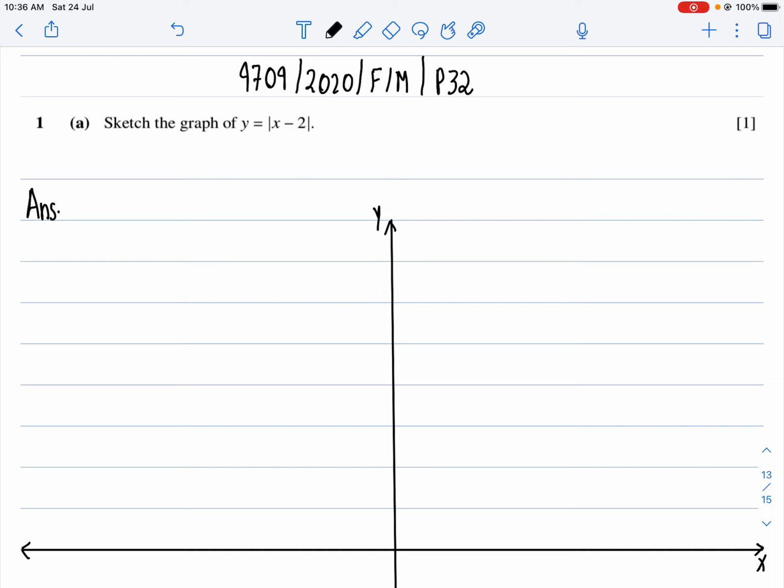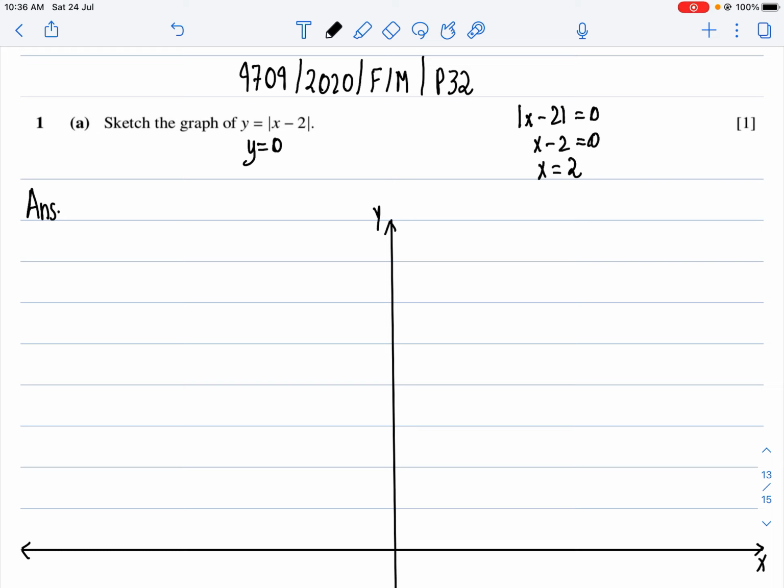This question had come in the 2020 Feb March paper 32. The first question. So part A, we need to sketch the graph y equals to the mod of x minus 2. Really simple. First take your y as 0. So I simply get the mod of x minus 2 equals to 0. So I get my x minus 2 equals to 0. So I get my x basically as 2.